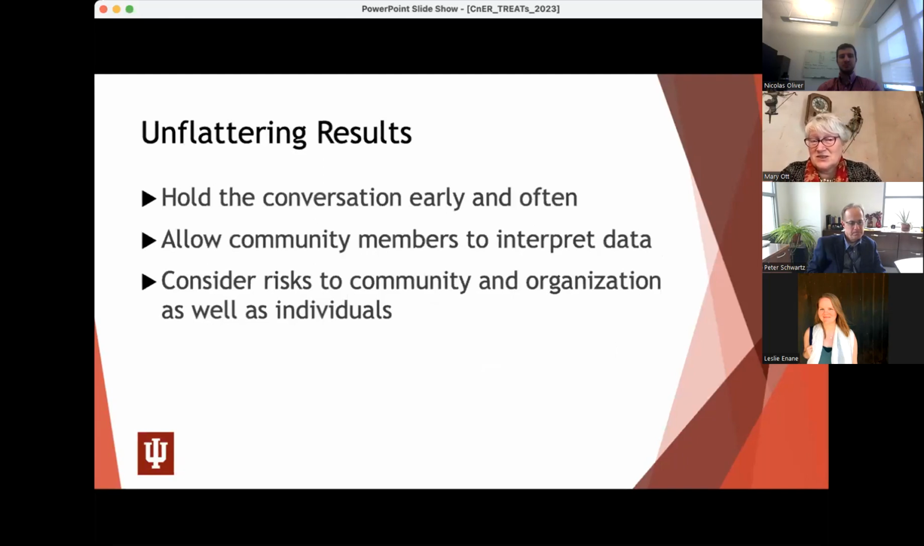Holding the conversation early is really important so that you have a sense of how the agency or your community partner would feel about unflattering results. And then, as the preliminary results were coming in, we talked about it again, holding it early and often. One of the pieces for this project was really putting it in their lap and having them interpret the data. So not only did we have data on the number of referrals, but we had needs assessment data on the kids coming through the courts.